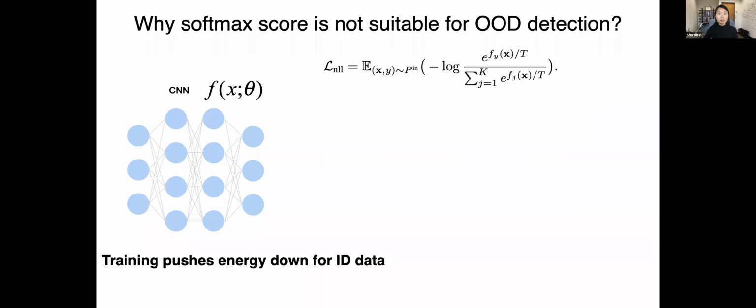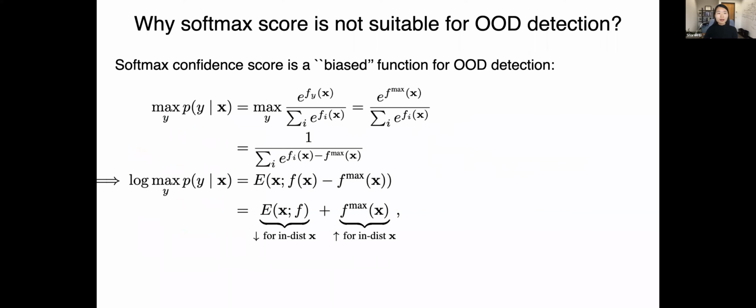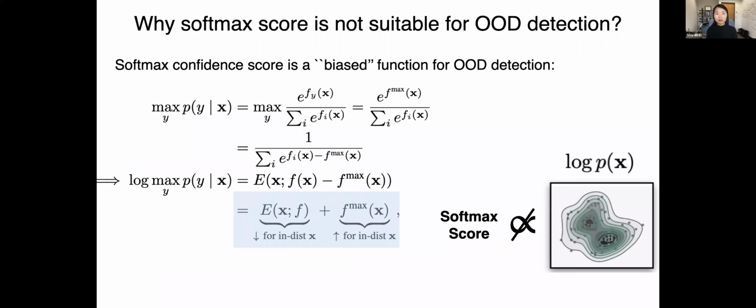In particular, we can analyze the training dynamics of neural networks in terms of how they change the energy state of the output. For example, we can derive the gradient of the loss with respect to the parameters theta. You can skip the derivation, but what I want to highlight is that the training dynamics essentially push down the energy for our training data. Now if we look at the softmax score, or more precisely, the log of the softmax, it can be decomposed into the summation of 2 terms, as highlighted here: the energy score plus the maximum logit. Because the first term is going to be lower for our in-distribution data, and the second term is going to be higher, this overall summation results in a biased function that's no longer suitable for OOD detection.